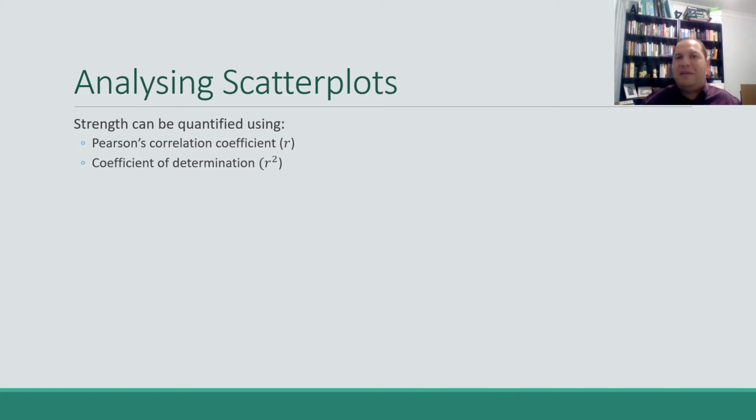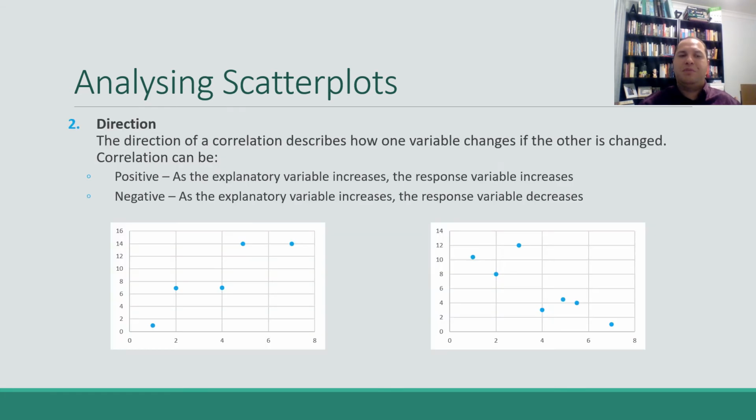Now, strength can be seen just by looking at a graph, but it can also be quantified. That is, it can be given a number. The two main ways we do that in statistical analysis are Pearson's correlation coefficient, which we call R, and the coefficient of determination, R squared. We won't get into those two here. Those will be for future videos, but it's worth knowing that we can put a number on how strong the correlation is between two variables.